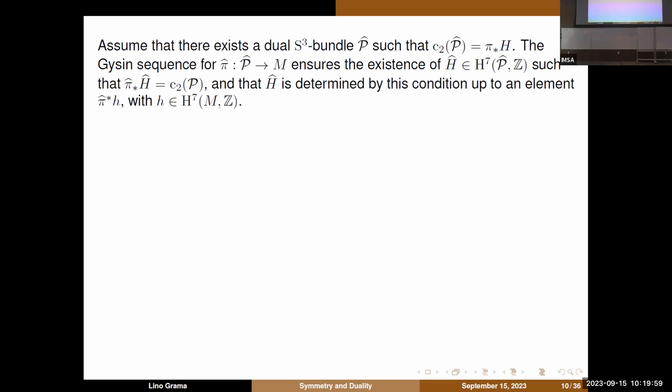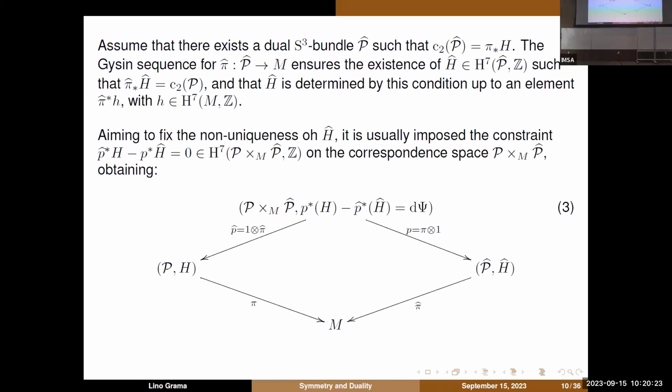And as a consequence, we have the existence of an H hat, a 7-form, such that this relation holds. We consider the interchange, the flux and the curvature. This condition is determined up to an element of the 7-degree cohomology. If you fix the uniqueness of H hat, it usually imposes some constraint on this top form in the big space, the correspondence P times P hat over N.